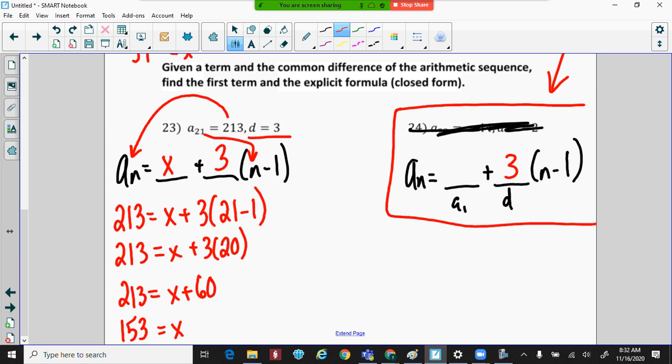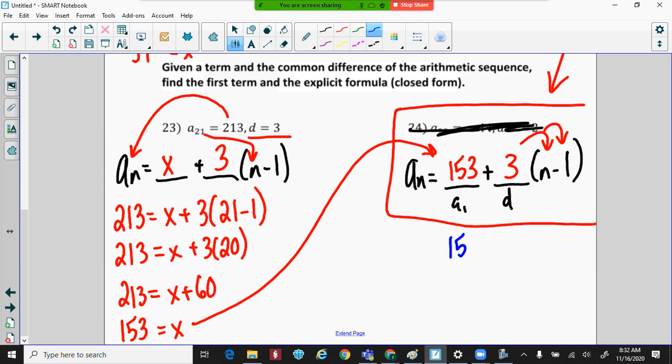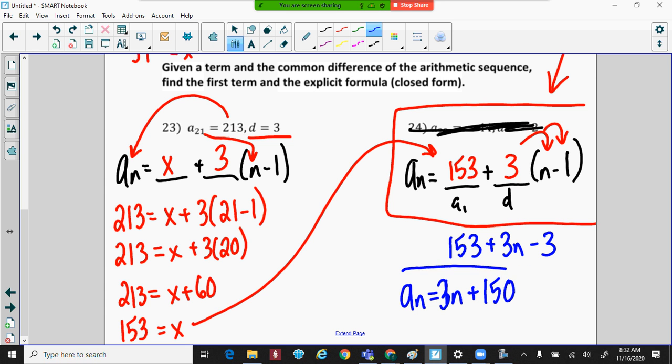So now that I know my first term, I'm going to take it, plug it right there, and then simplify my answer. Take 3, plug it in. So that's going to be 153 plus 3n minus 3, which means my final answer is 3n plus 150. There we go. There's my formula.